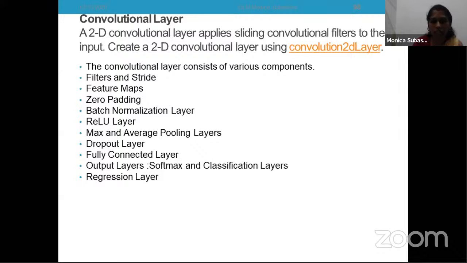Finally, the fully connected layer will give you the output. Labeling will happen in the fully connected layer. There are two types: one is the softmax layer, the other one is the classification layer. If you have multi-class problems, then you can go on with a regression layer. So these are the most important layers available under a convolution neural network. If you know this very well, you can easily develop a network.